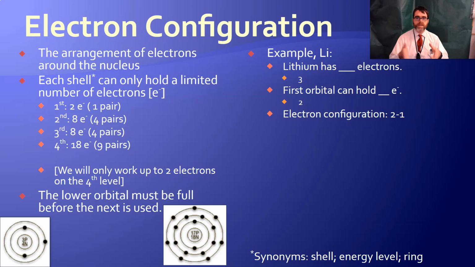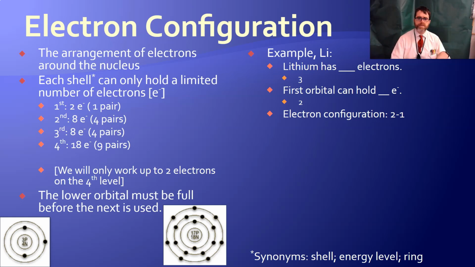Every element, helium and above, has 2 for this first number. Hydrogen is the only one that doesn't. Hydrogen has an atomic number 1, so its electron configuration is just 1. Helium is 2. Every element after helium is 2-something. And so on and so forth.